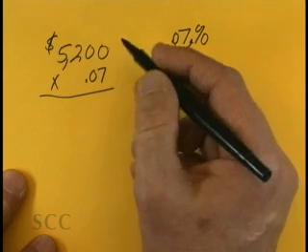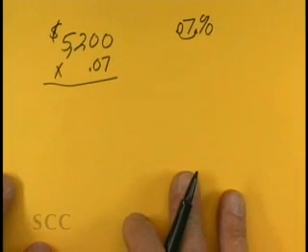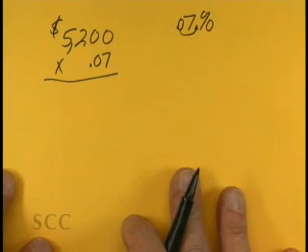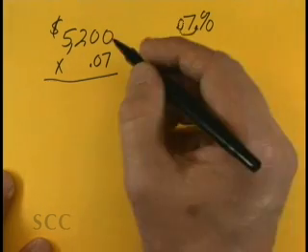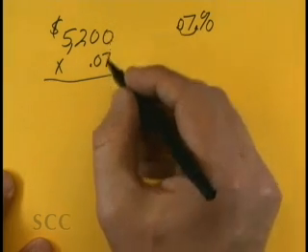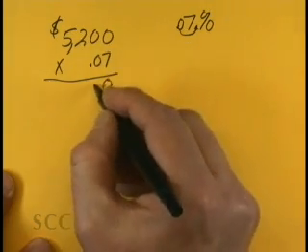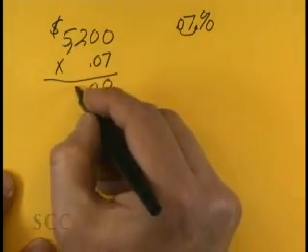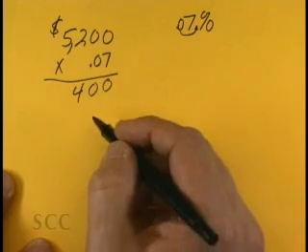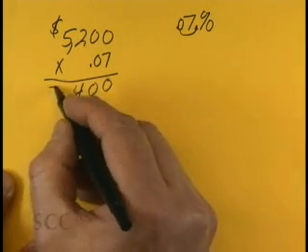Now the important point is that we need to know how to do this, because we could very well be on an exam and we're going crazy trying to make our calculator do it. We just need to know how to do it. So I'm going to do the math. 7 times 0 is 0, 7 times 0 is 0, 7 times 2 is 14, carry the 1, 7 times 5 is 35, and 1 is 36.